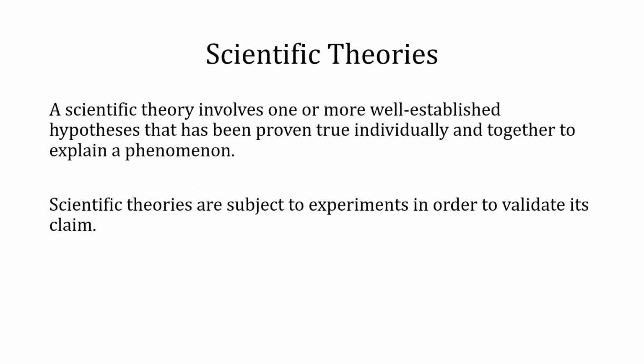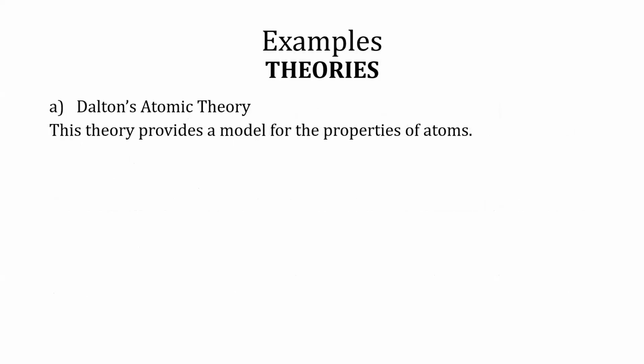The scientific theory involves one or more well-established hypotheses that have been proven true individually and together to explain a phenomenon. Scientific theories are subject to experiments in order to validate its claim. A couple of well-known theories include A. Dalton atomic theory. This theory provides a model for the properties of atoms.